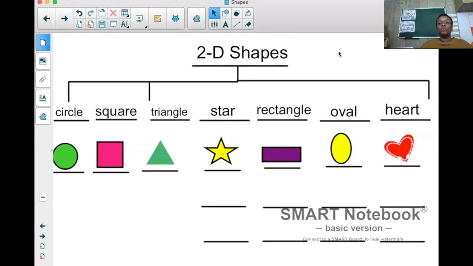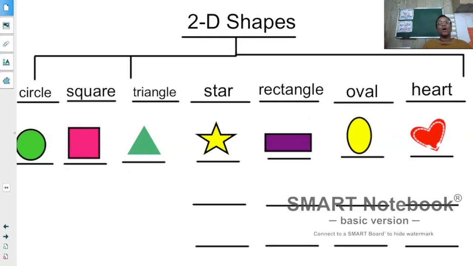Okay, so we have been talking about our shapes, and so far we've looked at the circle, the square, and the triangle. So we're going to be looking at the remaining shapes for this lesson. The first shape is the star, the star.